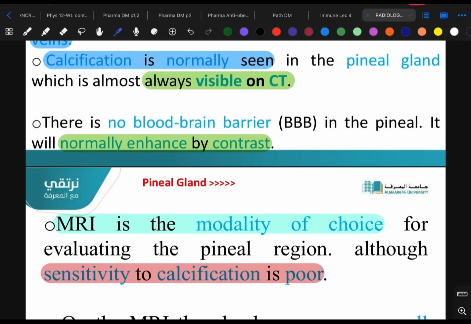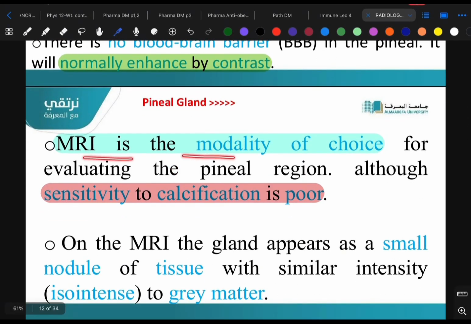We know that calcification shows more on the CT scan. On the CT, calcification or bones appear whitish, or very white, so we can see them clearly. However, the MRI is not very sensitive to calcification. That's why it appears grayish or black, so we can't really see it very clearly. But it's still the first choice. MRI is still the first choice for the pineal gland. So here we see MRI is the modality of choice, although its sensitivity to calcification is poor.